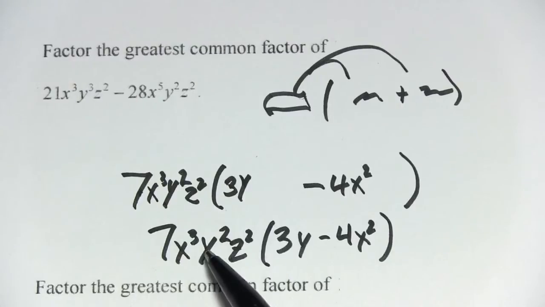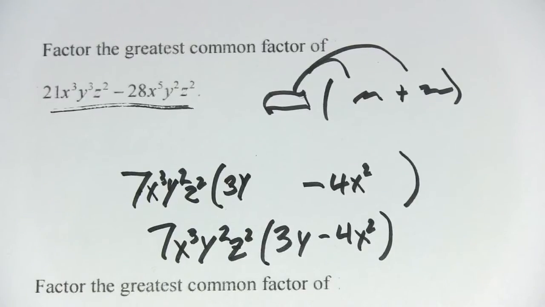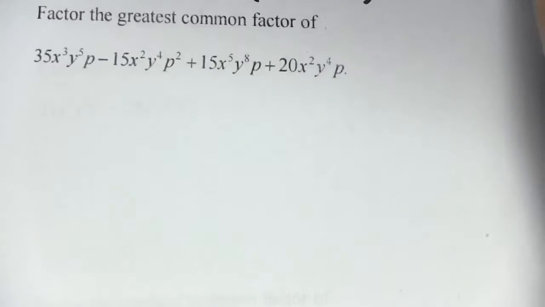Now, if you were to take this piece and multiply it by each of those two terms, you should get where we started. And that's a way to check to see if you've done it right. Let's try one more, a little bit trickier.